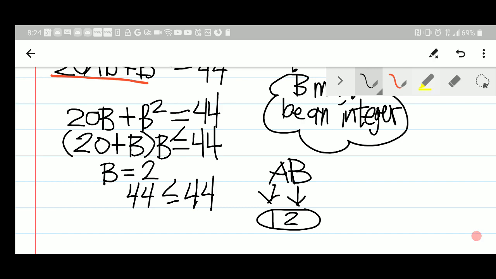Alright, so there you have it. That's a simple way to find a square root.